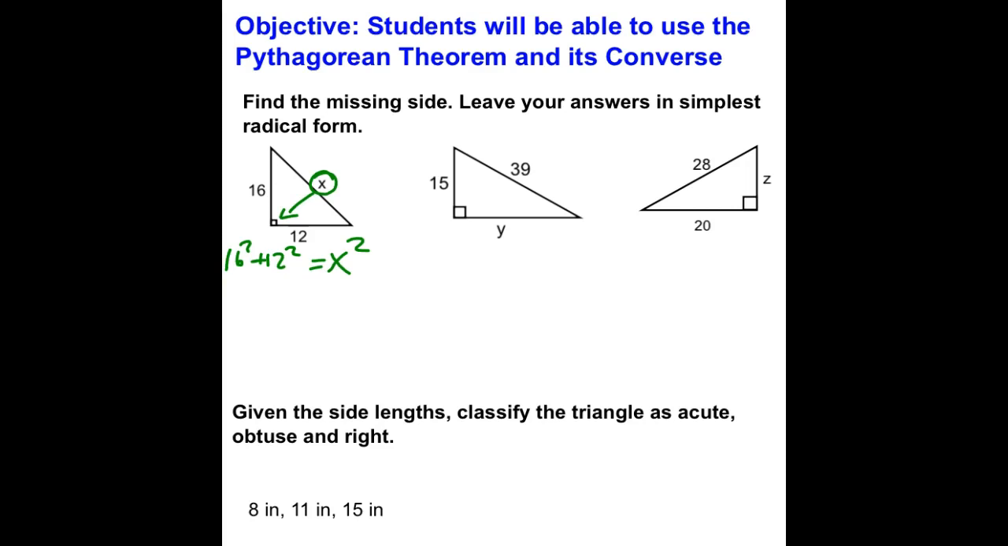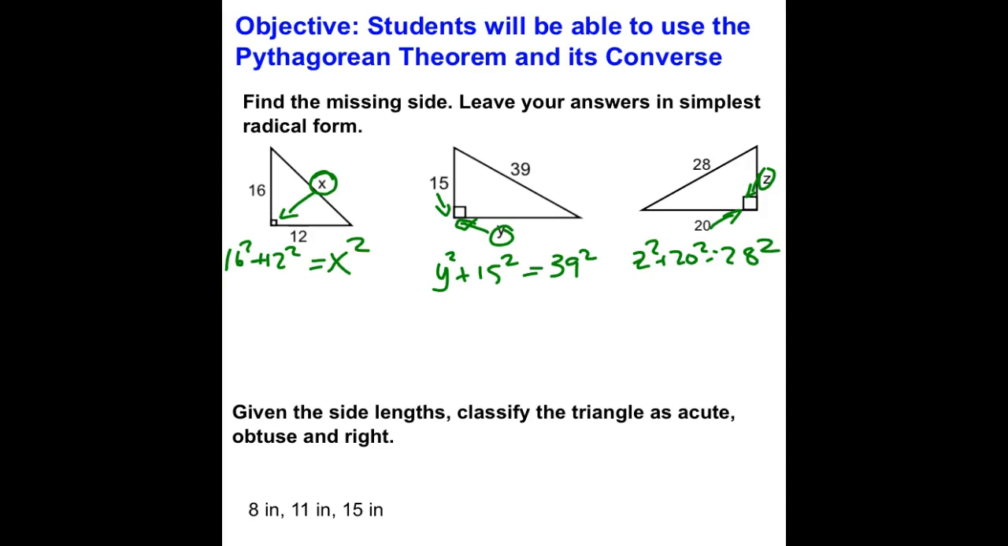On the next one, I can see that y is attached to that right angle, which means it's going to be either a or b. I'm going to make it a. 15 is also attached, so that'll be my b, which means 39 has to be my c. I set up the next one, I look, z is attached to that right angle, so is the 20, so I go z squared plus 20 squared will equal 28 squared. So what I'd like you to do now is to pause the video and just finish solving these three Pythagorean theorem problems.